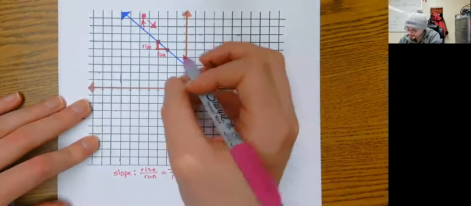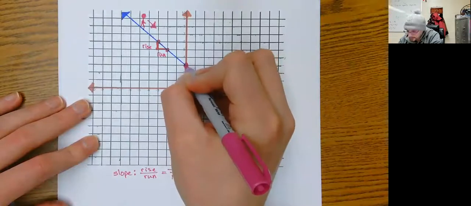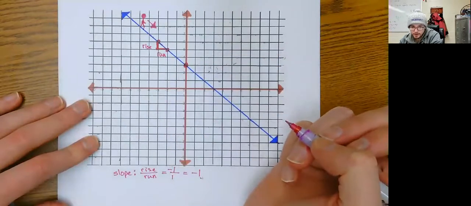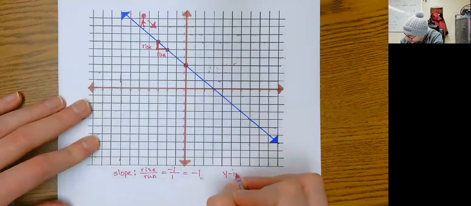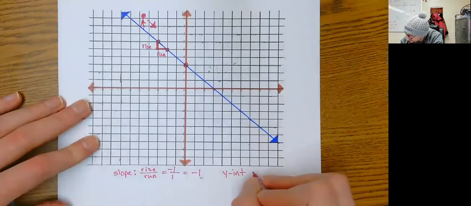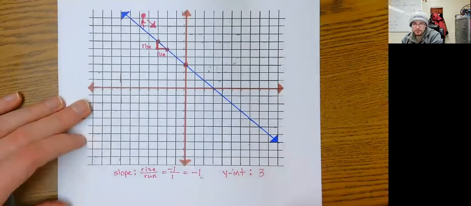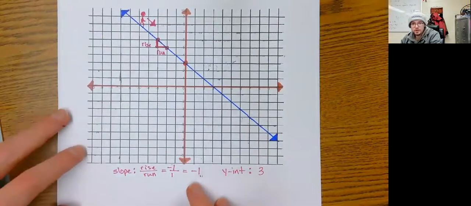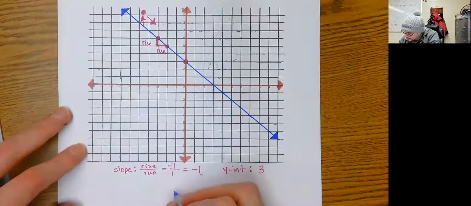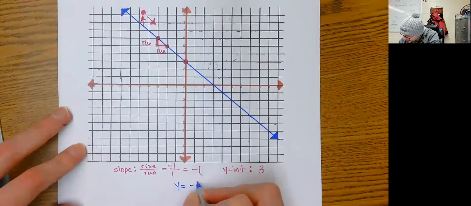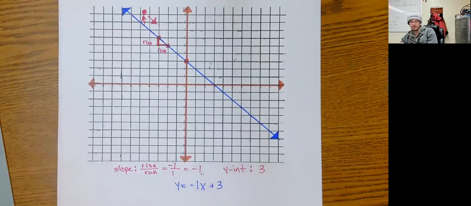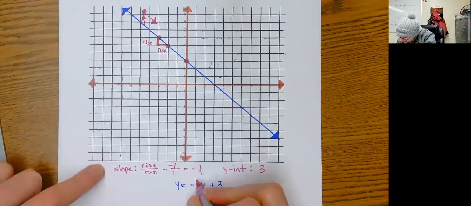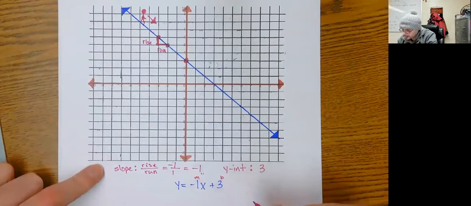My y-intercept, though, this time is going to be +3. So this time the y-intercept is +3. So again, we are going to then create an equation from these two pieces of information. So we got y equals -1x plus 3. All right, because this here is m and this here is b.